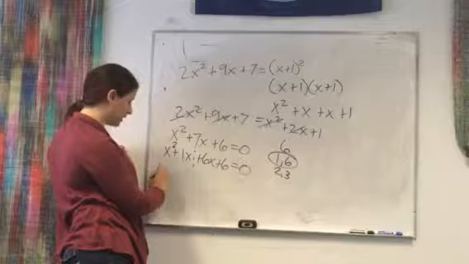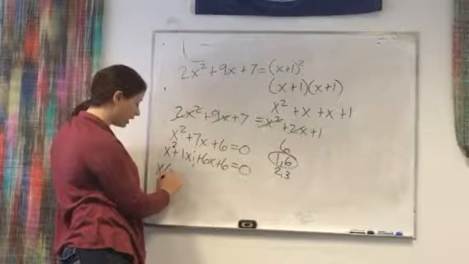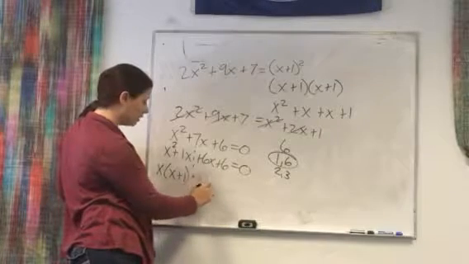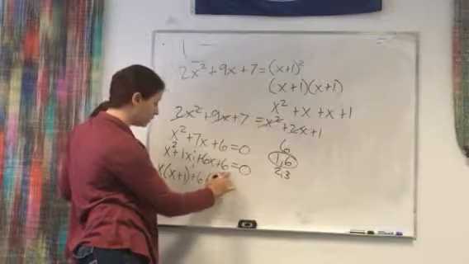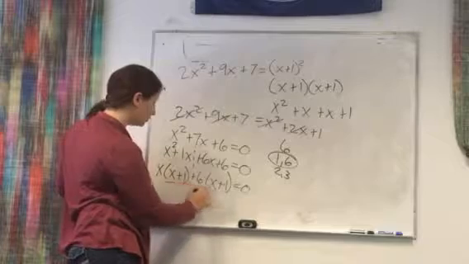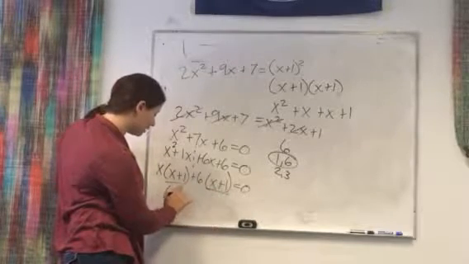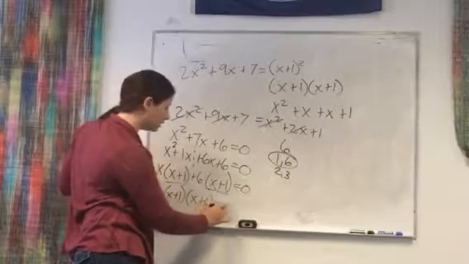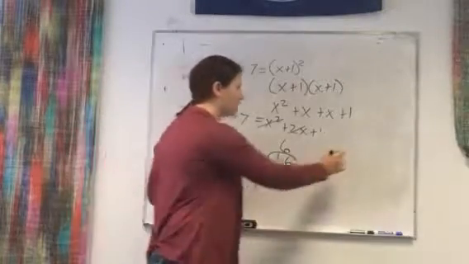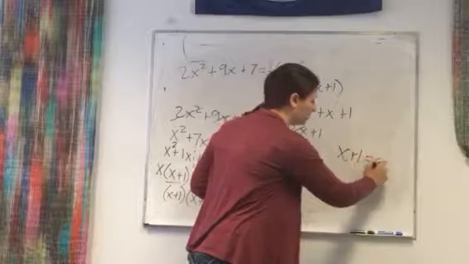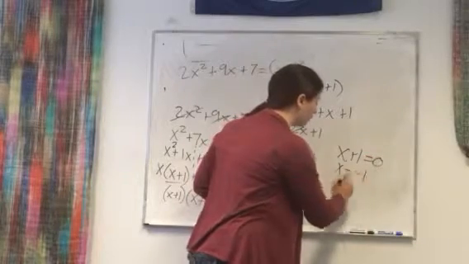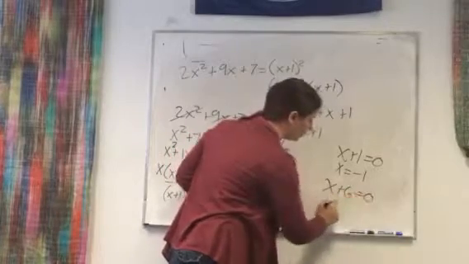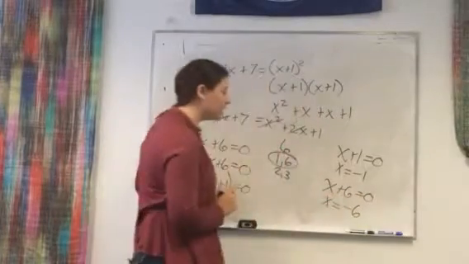So this group has x in common to leave us with x plus 1. This group has a 6 in common for x plus 1. Same group. So we have x plus 1 times x plus 6 is equal to 0. So that means that x plus 1 equals 0, or that x equals negative 1, and that x plus 6 equals 0, so x equals negative 6.